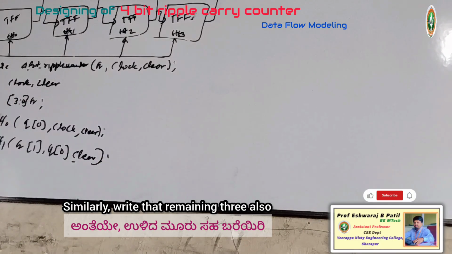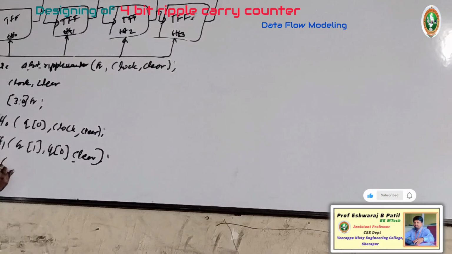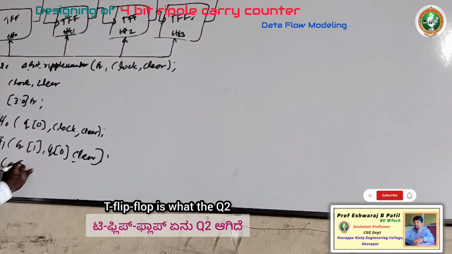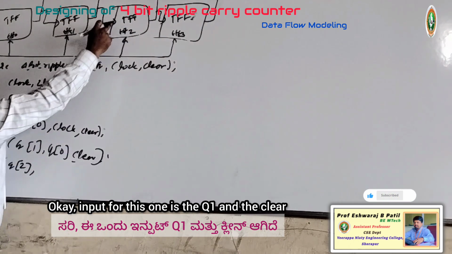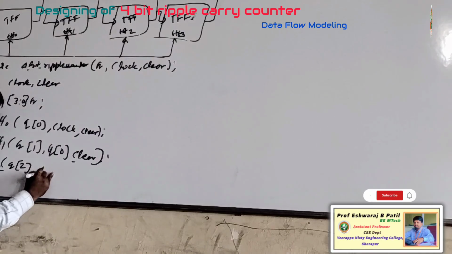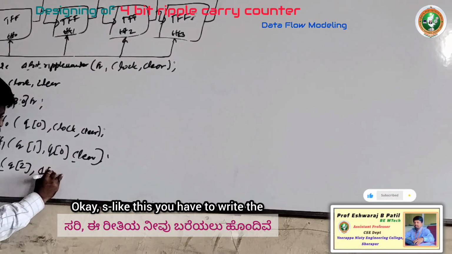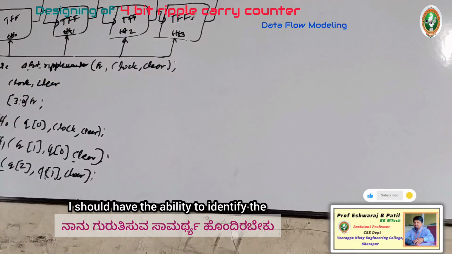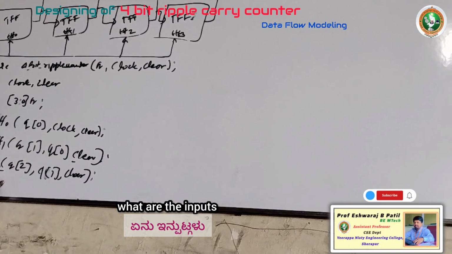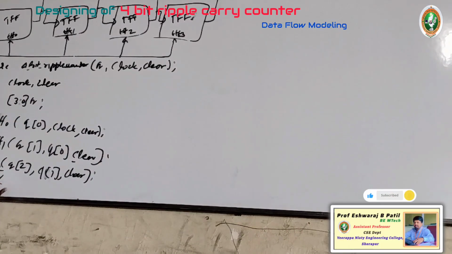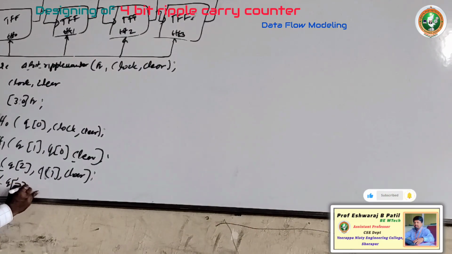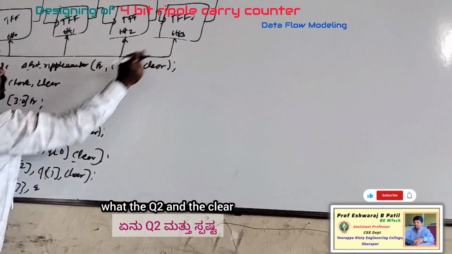Similarly, write the remaining 3 also. For the second T flip flop, the output is Q2, and the inputs are Q1 and the clear. Like this you have to write it. You should have the ability to identify what the inputs and outputs are. For T flip flop 3, the output is Q3, and the inputs are Q2 and the clear.